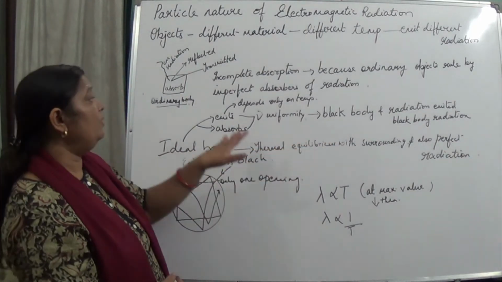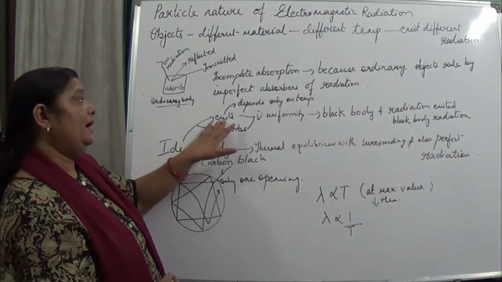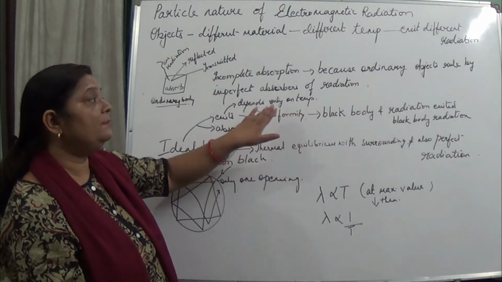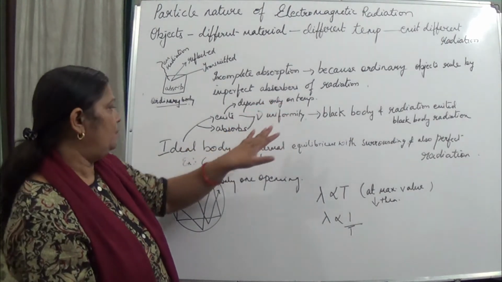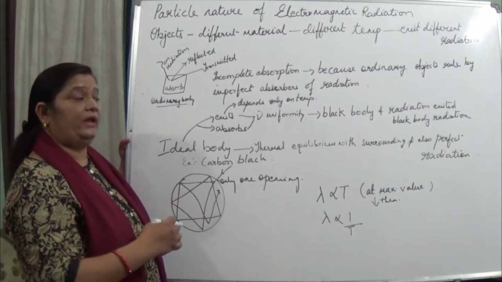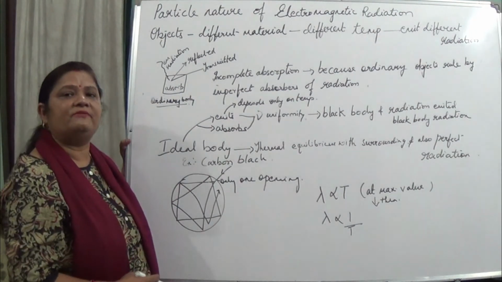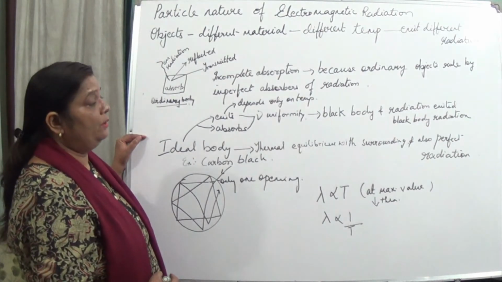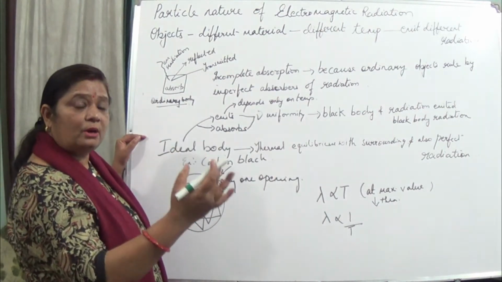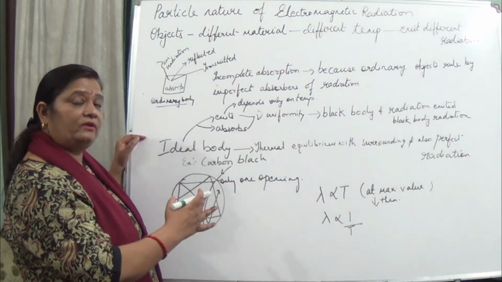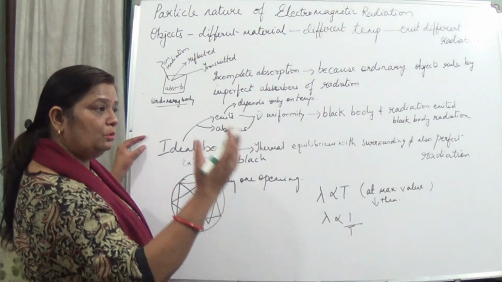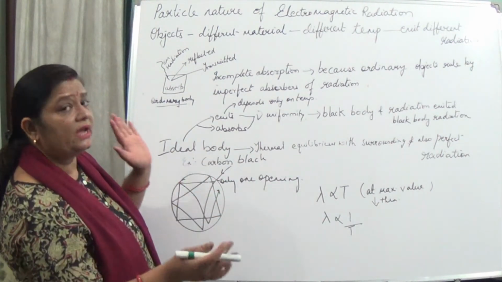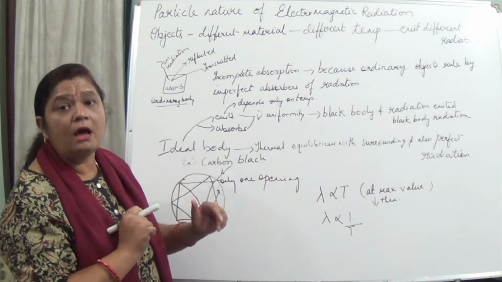If only emission of the radiation takes place, it is black body radiation, and it depends upon the temperature. This ideal body is always in thermal equilibrium with the surroundings, and only then is it a perfect radiator. If the surrounding is hot, the ideal body will also be hot. If the surrounding is cool, the ideal body's temperature will also be less, because it maintains thermal equilibrium with the surrounding.